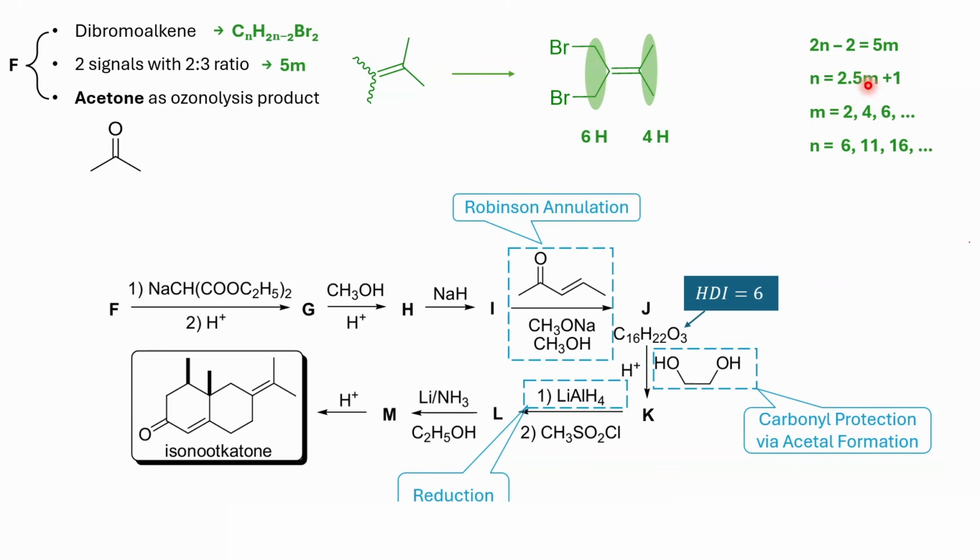But here, if you put odd numbers for m, let's say you put 1, as small as possible, it's going to be 2.5 plus 1, which is 3.5, and it's impossible, right? n shows the number of carbon atoms, and it should be an integer. So m should be even numbers, right? 2, 4, 6. And when you put 2, n becomes 6. When you put 4 for m, n becomes 11, and so on. And we are choosing this first one, and we propose a formula of C6H10Br2, okay?